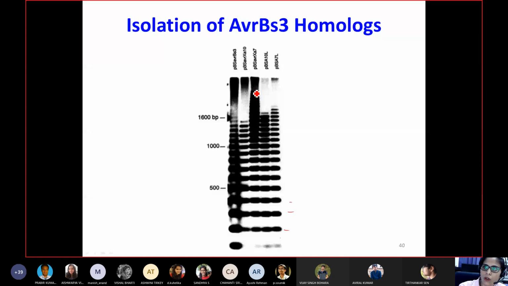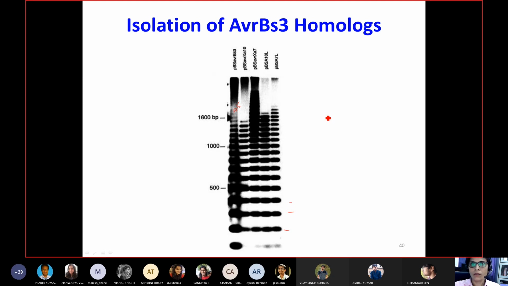Here even longer repeats are present. I think 33.5 repeats are present here, and in AVR-BS3 there were 17.5 found. So similarly, they were able to conclude that these repeated sequences are the characteristic of this avirulence gene.